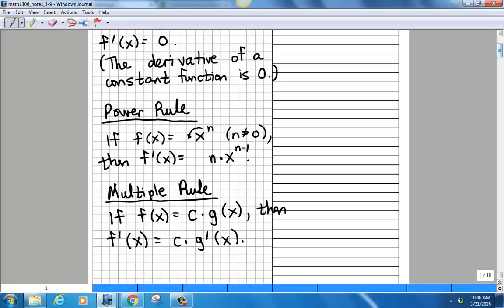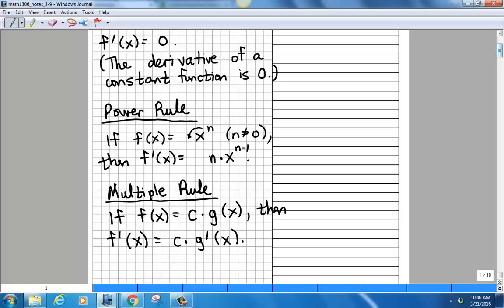But remember, this exponent in this power can be any number other than 0. Of course, if that's 0, then what you really have here is a constant, and then the constant rule applies. But this can be any number other than 0, and so that includes negative exponents, and that includes fractional exponents as well. So that really makes the power rule very useful in lots of situations.